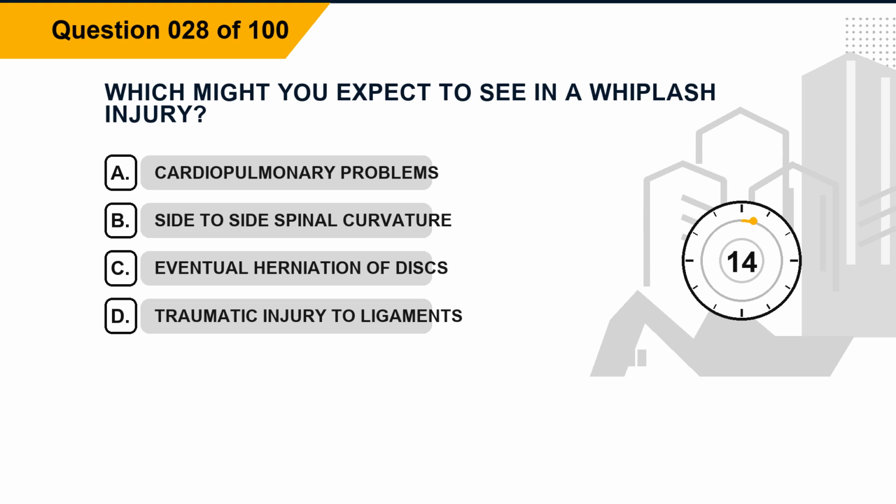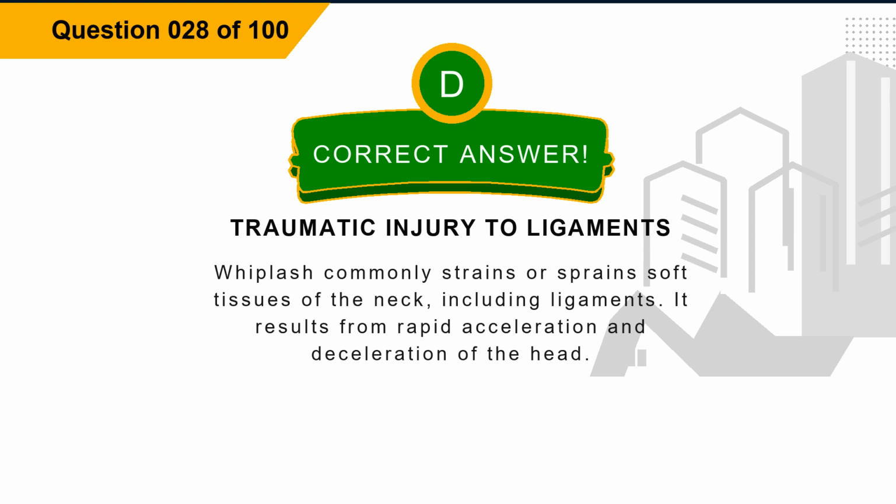Question 28. Which might you expect to see in a whiplash injury? Option A, cardiopulmonary problems. Option B, side-to-side spinal curvature. Option C, eventual herniation of discs. Option D, traumatic injury to ligaments. The correct answer is option D, traumatic injury to ligaments. Explanation. Whiplash commonly strains or sprains soft tissues of the neck, including ligaments. It results from rapid acceleration and deceleration of the head.